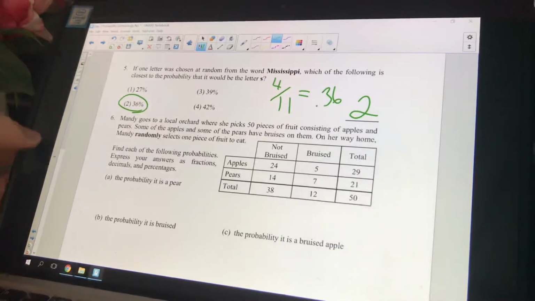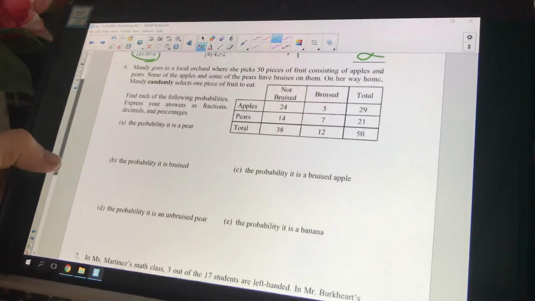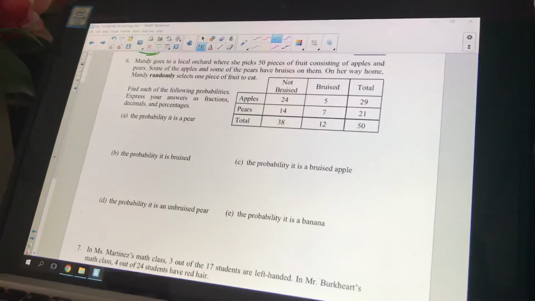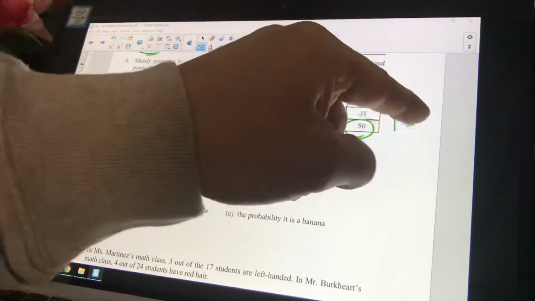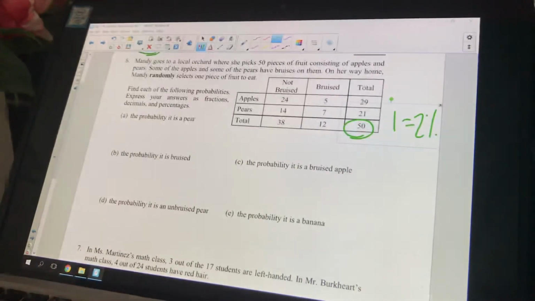Mandy goes to a local orchard where she picks 50 pieces of fruit consisting of apples and pears. Some of the apples and some of the pears have bruises on them. On her way home, Mandy randomly selects one piece of fruit to eat. Find each of the following probabilities. Express your answer as a fraction, decimal, and percent. It looks like there's 50 pieces of fruit, so that means each one piece is worth 2 percentage points. 2 times 50, 100%. So these are going to be easy, actually. Maybe I won't need to use my calculator.